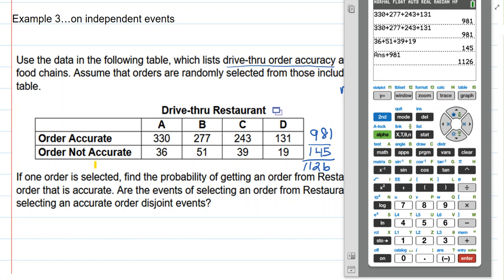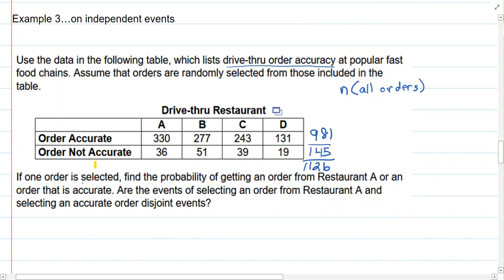And now I'm going to see what they want us to figure out. If one order is selected, find the probability, capital P, of getting an order from restaurant A or an order that is accurate. So these are two considerations. So two items. And let's see what we have. Restaurant A or, okay, that means the addition process, or accurate.